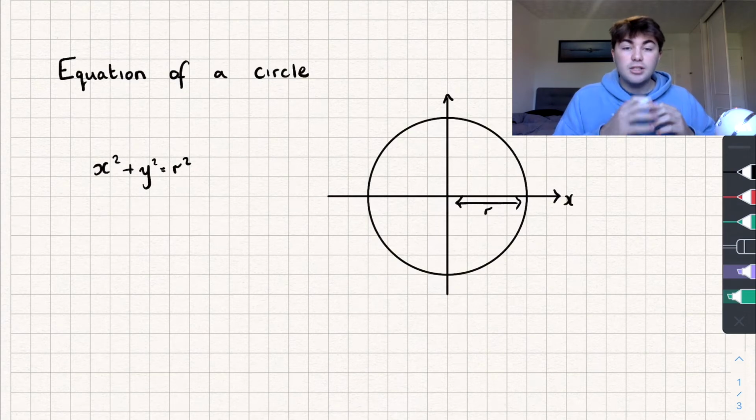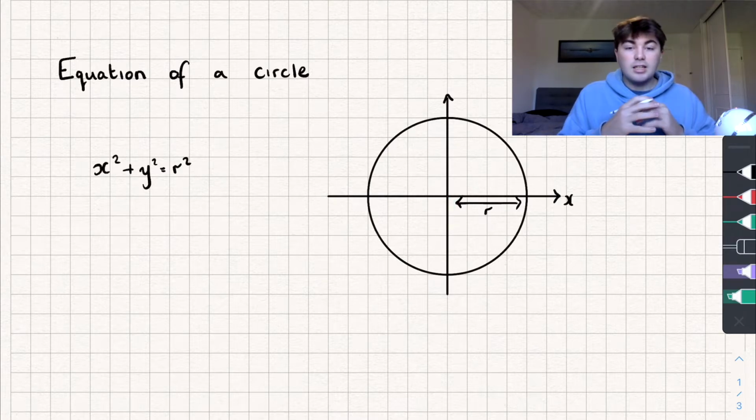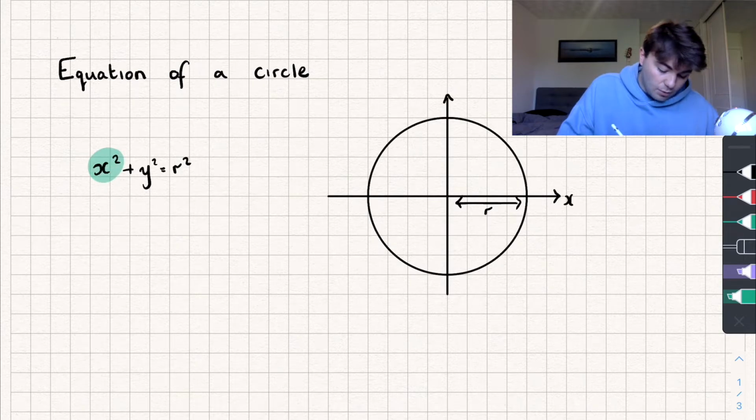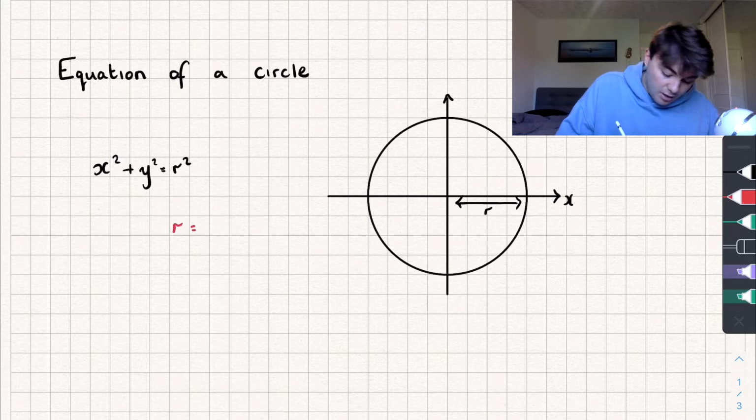Hello, in this video I'm going to teach you how to find the equation of a circle. So if you have a circle that's centered at the origin, so that just means the middle of the circle is at the point (0, 0) like this, then it's going to have an equation that looks like this: x squared plus y squared equals r squared, okay? And the r is just equal to the radius of the circle.